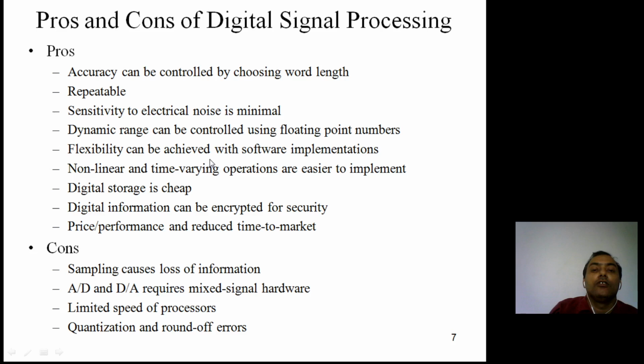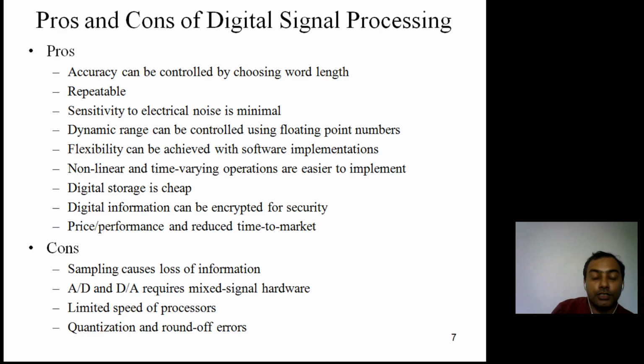Now digital storage is cheap. Again, there was one problem that storage is very difficult there, but here it is easy and cheaper in terms of cost. Digital information can be encrypted for security. Yes, again, this is very important nowadays. For security, digital information can be encrypted. This encryption is useful in public life as well as for multiple purposes. If you are going to send something, security encryption is required, and that is very important.